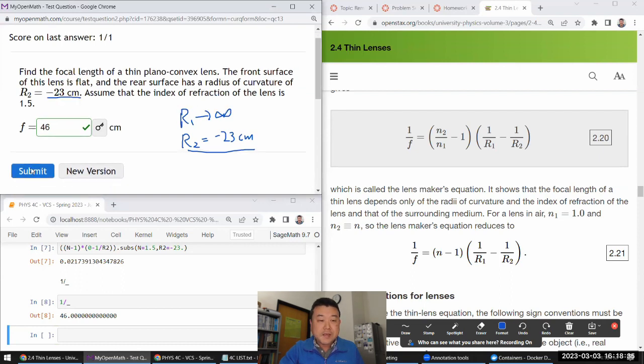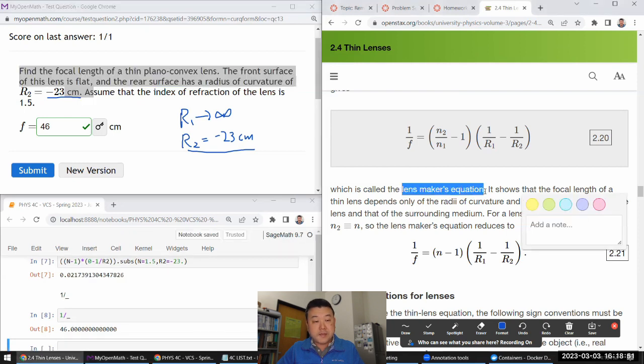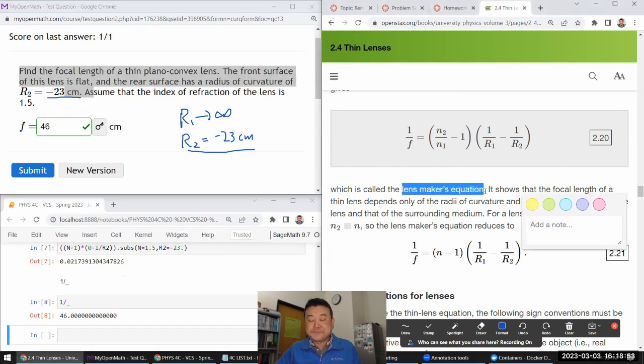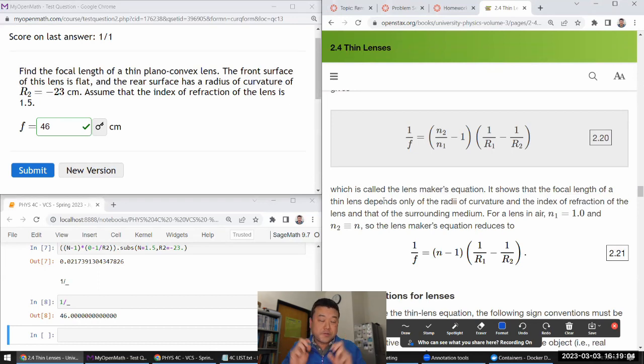Yeah, that's it. So it actually took a lot longer than it needed to be. But really, all you need to do for questions like this is, I guess, one, recognize from the description that it's a question that requires use of Lensmaker's equation, and two, use Lensmaker's equation. That's it. Again, that's one of the reasons I haven't done it in the past, because it's a relatively simple question once you realize what formula you need to use.